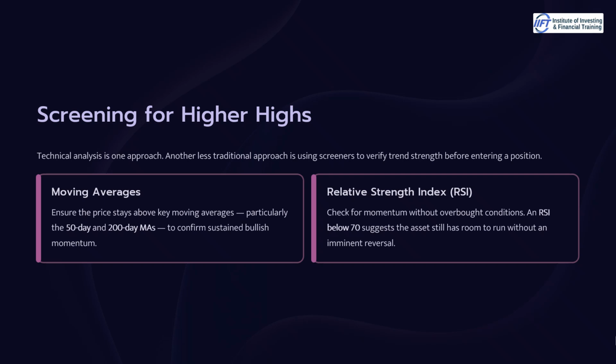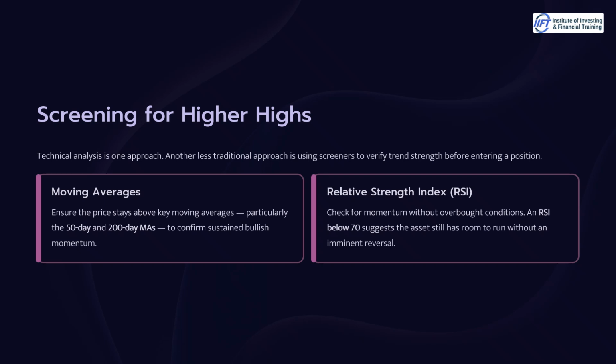So to ensure we have a solid upward trend, we use other indicators. First, we look at moving averages. For a healthy upward trend, the price should stay above the 50-day and 200-day moving average. If the price is consistently below these lines, a higher high might be the last high, meaning you will be buying at the top, which is obviously something we don't want to do. And we can screen for these through a standard screener out there.